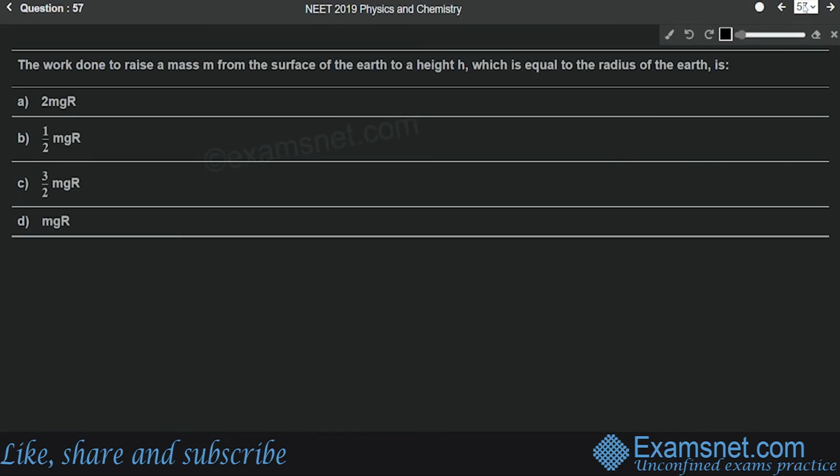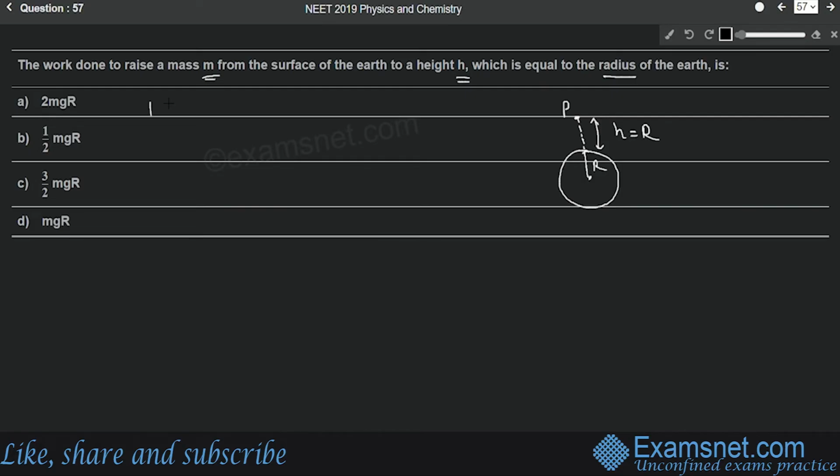Question number 57 is from the chapter Gravitation, and the question is: the work done to raise a mass small m from the surface of the earth to a height h, which is equal to the radius of the earth, is. Suppose this is the earth, this is the center of the earth, then this will be the radius of the earth, capital R. We have to raise a mass to a certain height h from the surface of the earth such that this height is equal to the radius of the earth. Now this is point P.